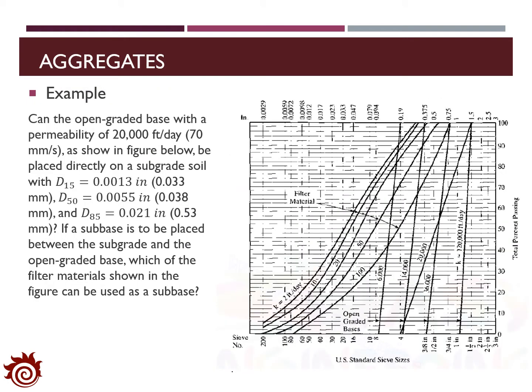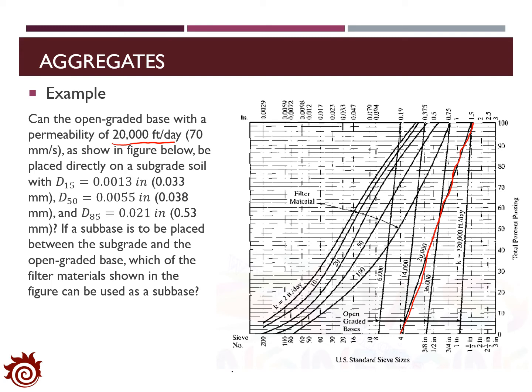Now let's take a look at one example to see how we can choose the appropriate materials for the drainage design. In the example, we want to verify whether the open graded base with the permeability of 20,000 feet per day, that is 70 millimeter per second, which is shown in the figure on the right. That's the line here.